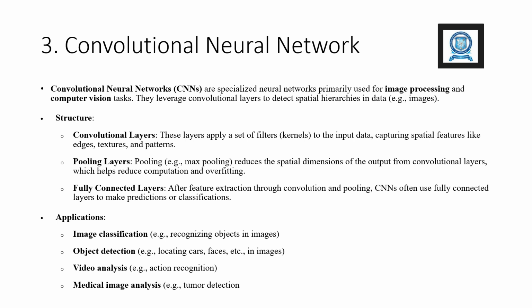Structure. Convolutional layers. These layers apply a set of filters to the input data, capturing spatial features like edges, textures, and patterns. Pooling layers. Pooling reduces the spatial dimensions of the output from convolutional layers, which helps reduce computation and overfitting. Fully connected layers. After feature extraction through convolution and pooling, CNNs often use fully connected layers to make predictions or classifications. Applications: image classification, object detection, video analysis, medical image analysis.